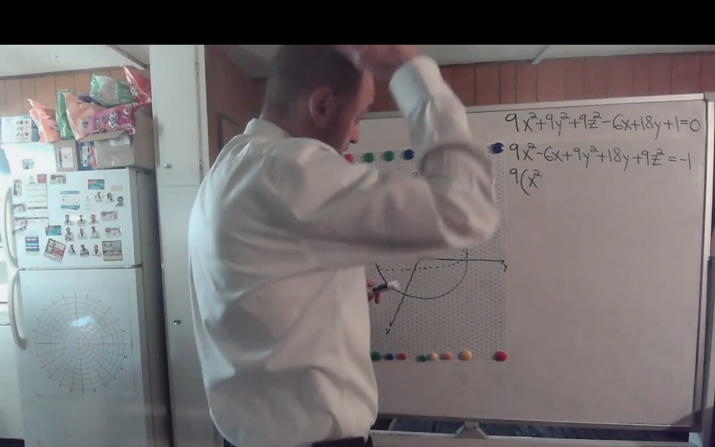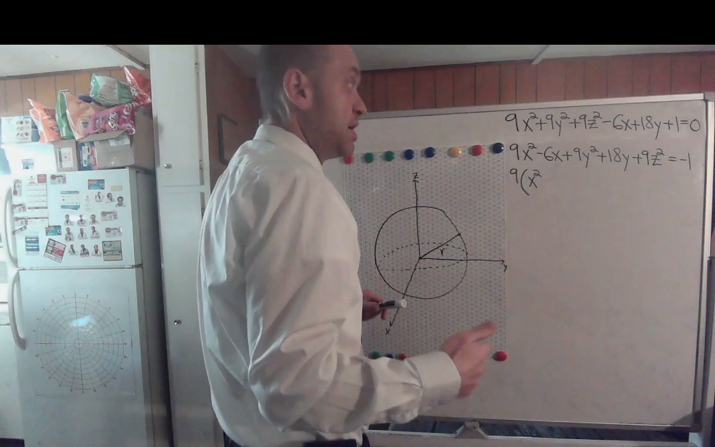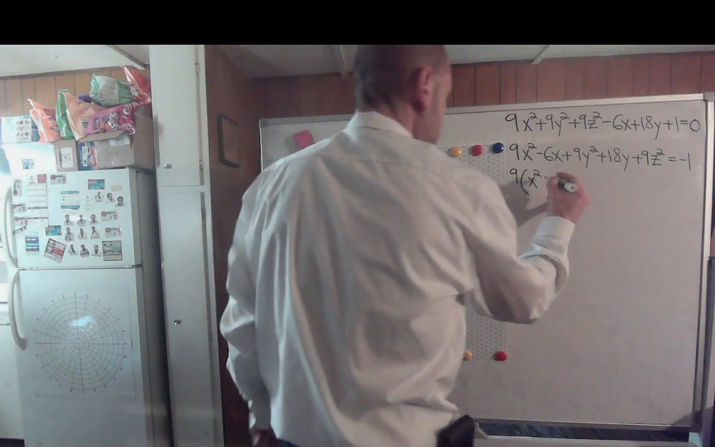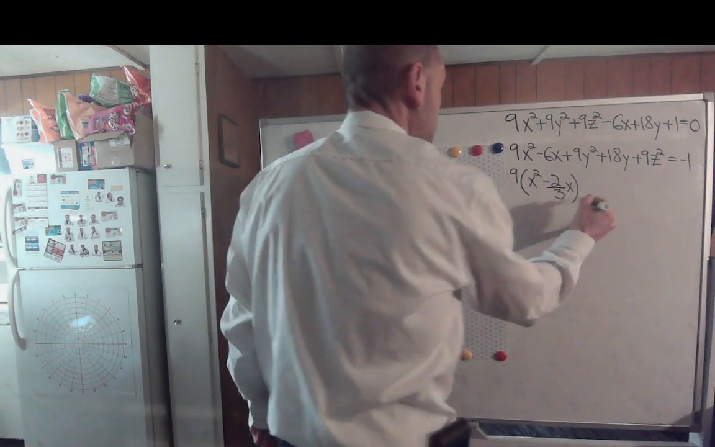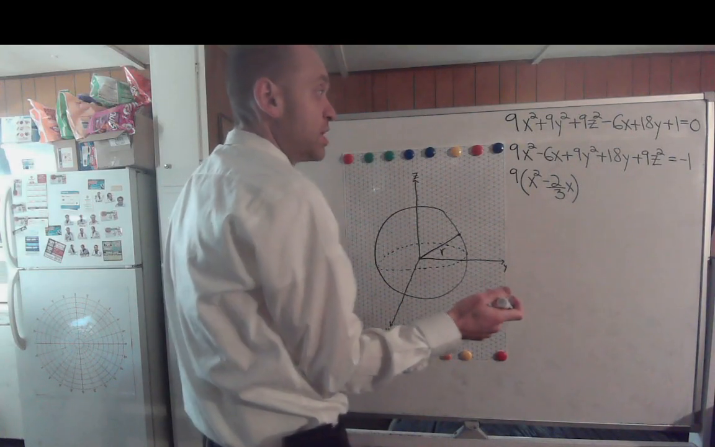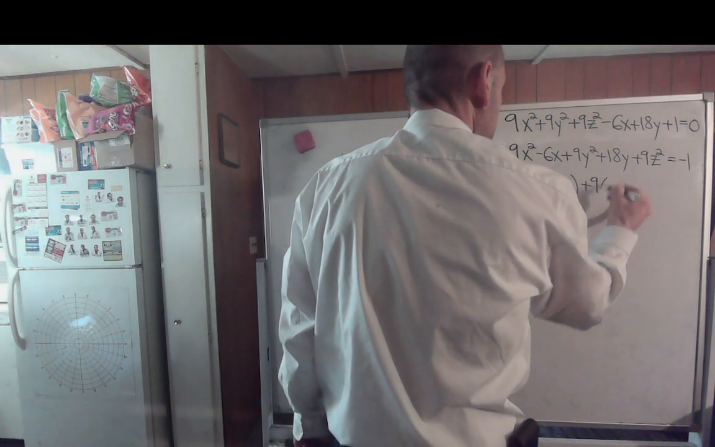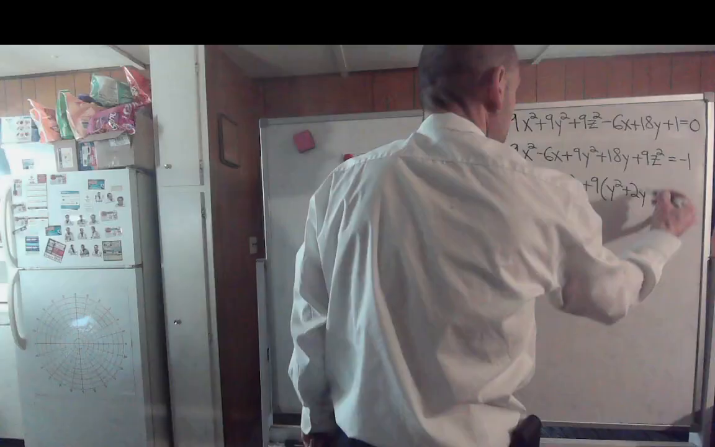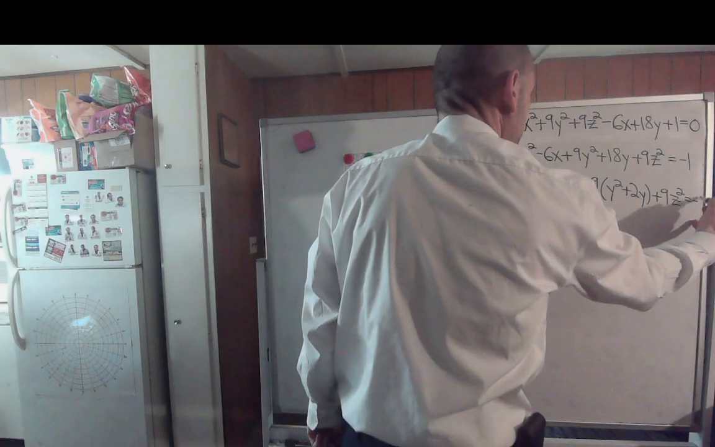Now, obviously 9 times negative 6/9 would be negative 6, but if we reduce that to simplest terms, you would end up getting minus 2/3 x. And then let's deal with the y term. So the y term, we can also factor out a 9. So this will be plus 9 times y squared plus 2y. And then plus 9z squared equals negative 1.